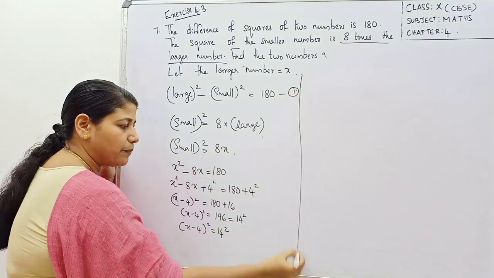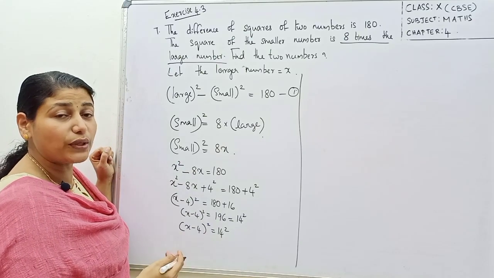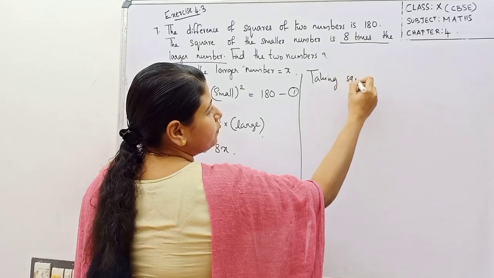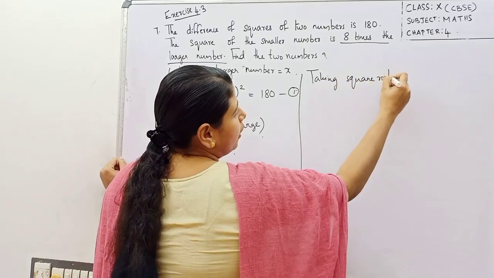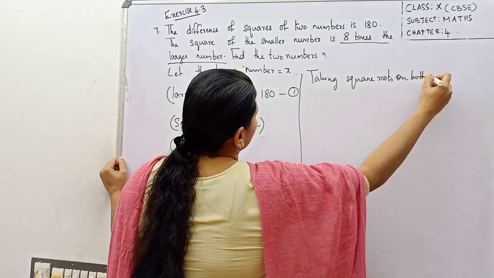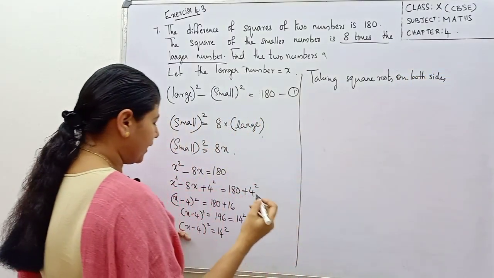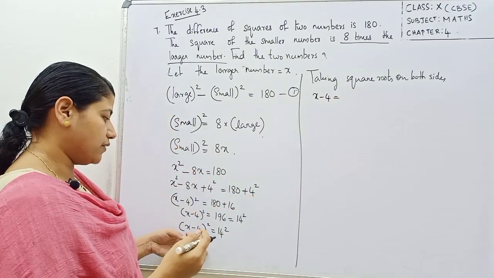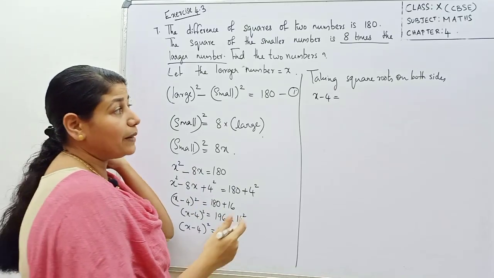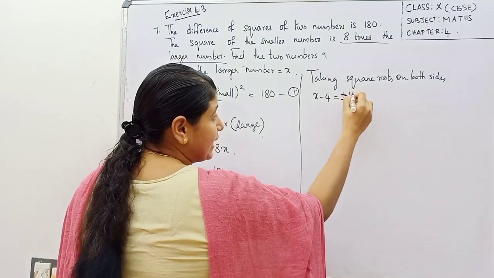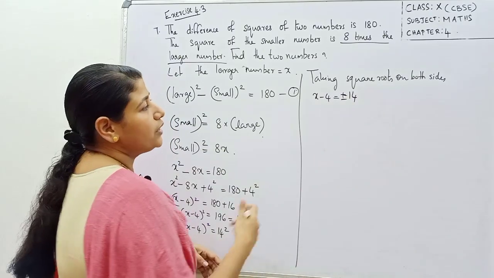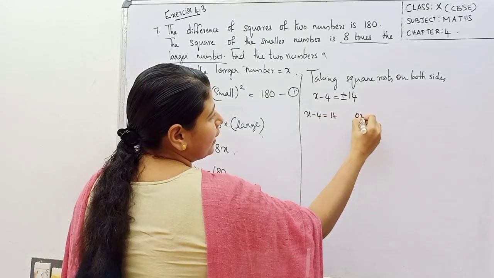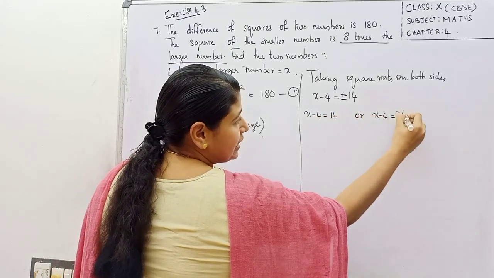So what is the next step? We have to take the square root on both sides. So you will get here x minus 4. Square root of x minus 4 whole square is x minus 4. Square root of 14 square is plus or minus 14. So two solutions are there: x minus 4 equal to 14 or x minus 4 equal to negative 14.